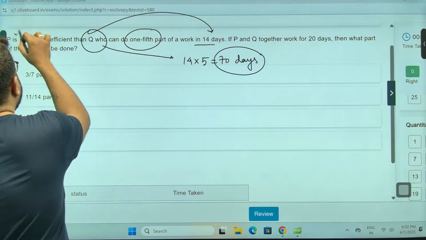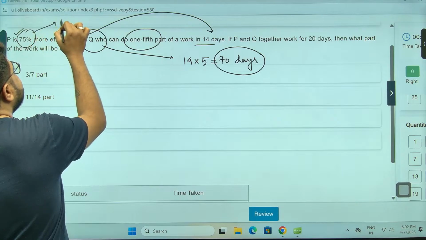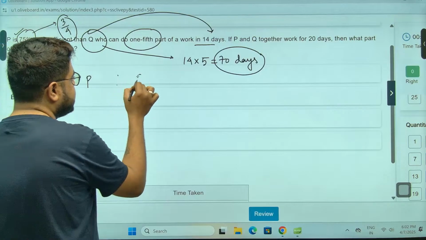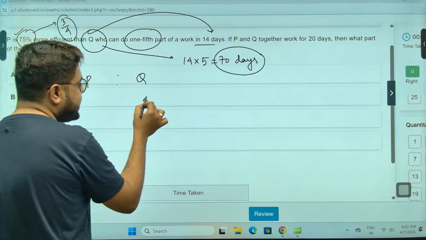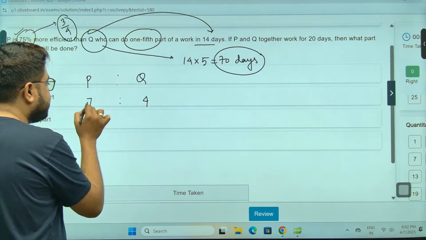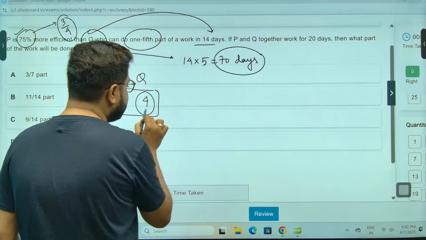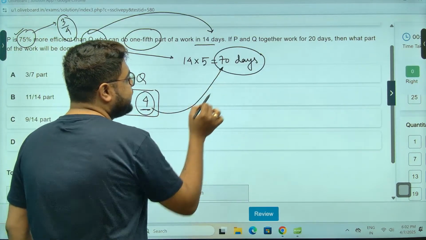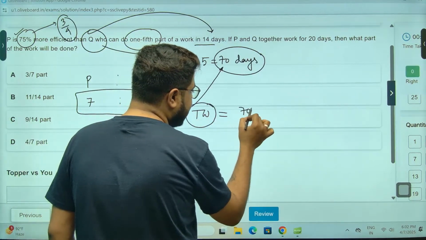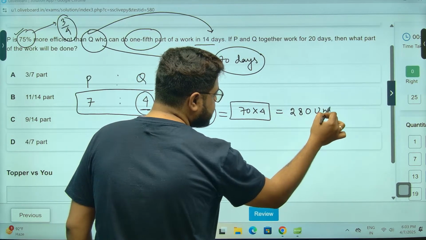Sir, what is the efficiency of P and Q? 75% more means 3 by 4. The ratio of efficiencies: if Q's efficiency is 4, P will be 3 more than Q, so P will be 7. Q does 4 units every day and takes 70 days to complete, so total work will be 70 times 4, that is 280 units.